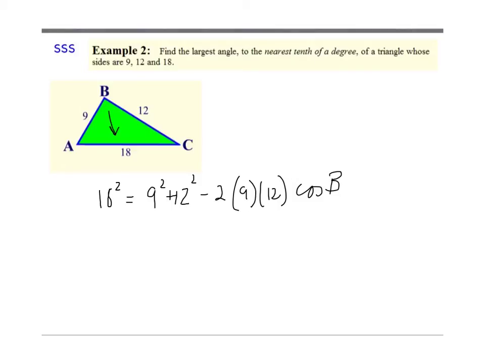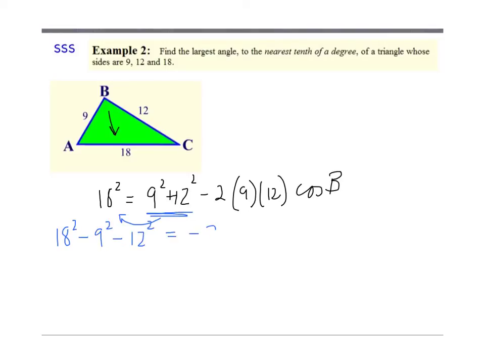Now, for some reason, this type of problem is harder for students than anything else we do in this chapter, except maybe bearings. And it's just algebra. That's it. So I'm going to write these steps out slowly so that you can see what I'm doing. These right here are adding, so to get them to the other side, I'm going to subtract. So I do 18 squared minus 9 squared minus 12 squared.